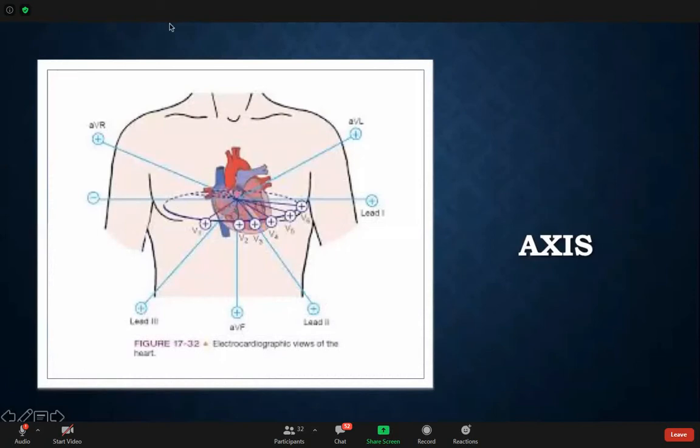Okay. So the axis. Does anyone know how to do the axis?